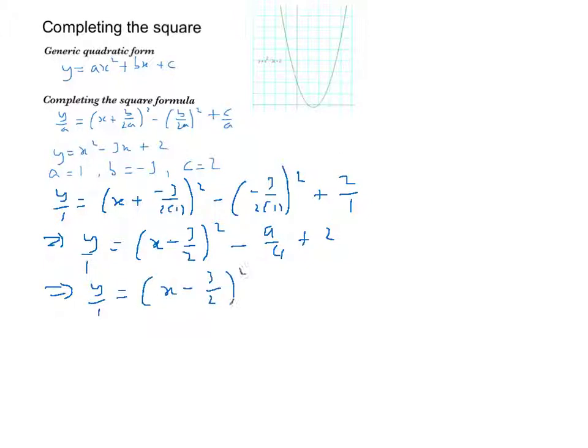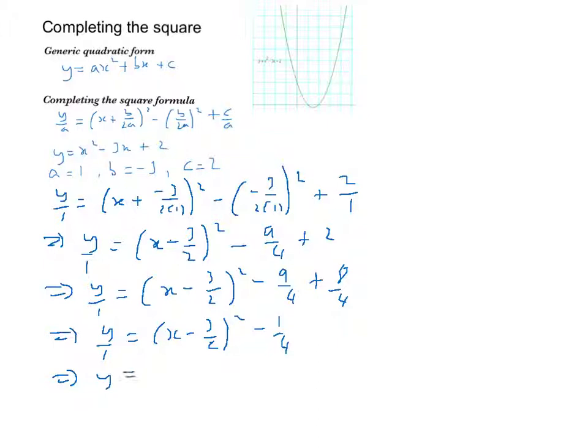x minus 3 over 2 all squared. We need to make the denominators the same here in order to simplify this. So we have minus 9 over 4 plus 8 over 4. So y over 1 equals x minus 3 over 2 squared minus a quarter. And finally, we're not quite finished yet, we need to get rid of this 1 under the y, okay? So that means we times both sides by 1 to get y equals. This is important for later when a is not 1. So we get y equals x minus 3 over 2 all squared minus a quarter.